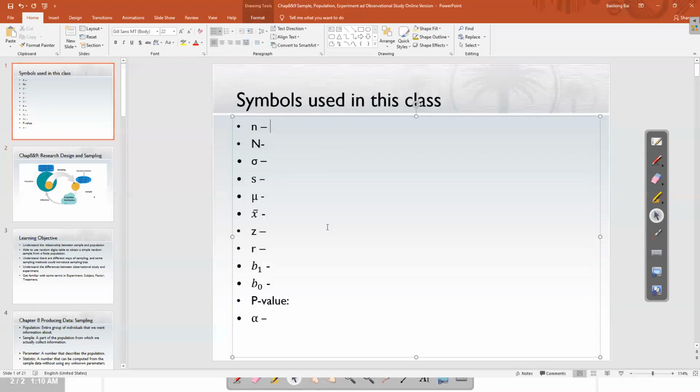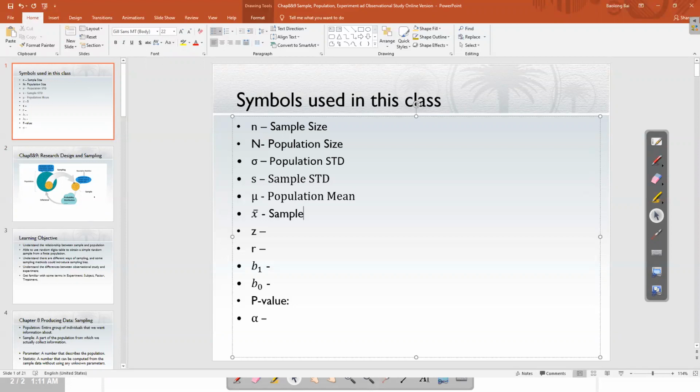So we're going to go over those symbols we use in the class real quick again. So we learned quite a lot of them already. So please spend some time on the symbols. Don't get confused. So small n is sample size, and big N is population size, and sigma, population standard deviation, and S, sample standard deviation, mu, population mean, so average of the entire population. X bar is sample mean, so average of the sample.